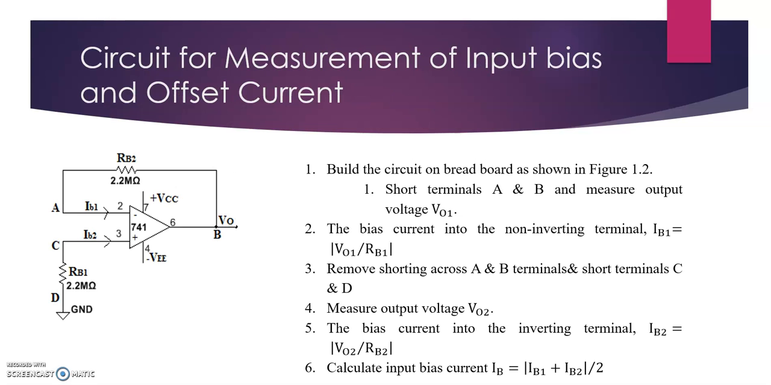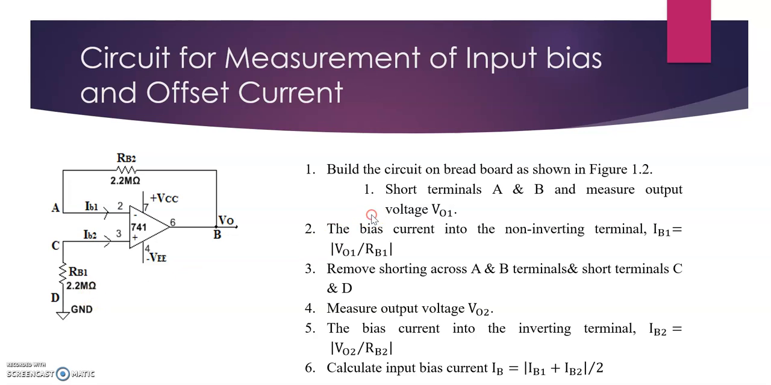So this is the circuit for measuring the input bias and offset current. You will find there is a 741 IC connected. Pin number 7 is plus VCC, pin number 4 is minus VEE. The inverting input terminal is pin number 2 and the non-inverting input terminal is pin number 3. You have to connect one resistor between points A and B, which is 2.2 megaohms, and another resistor from the non-inverting terminal to ground, which is also 2.2 megaohms.